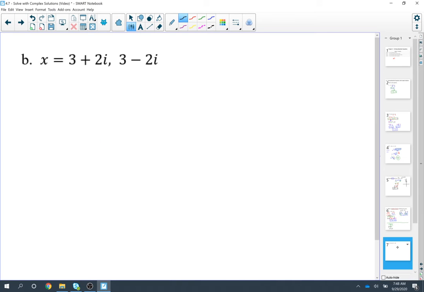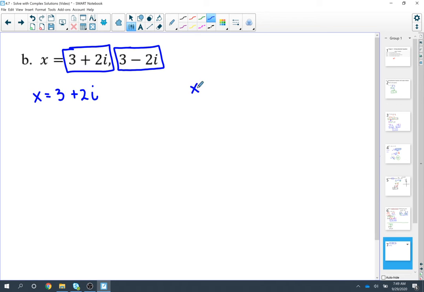Letter B, x equals 3 plus 2i and 3 minus 2i. Now, first of all, this is one full zero. This is one full zero. Do not break them apart. They're broken apart by the commas, not the pluses or minuses. So, x equals 3 plus 2i, and then way over here, x equals 3 minus 2i.